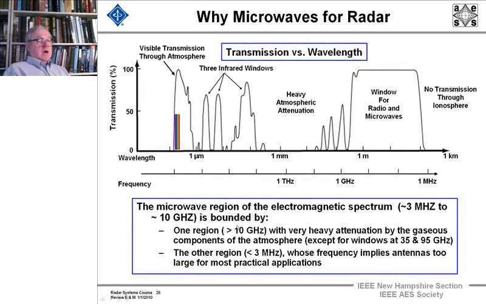Above 10 gigahertz, there's very heavy attenuation by gaseous components in the atmosphere, except at windows at 35 and 95 gigahertz. And the other region, below 3 megahertz, implies frequencies that are too large to be practical. It implies the antennas; the antenna size will be lambda over D, and you have to have incredibly huge antennas.